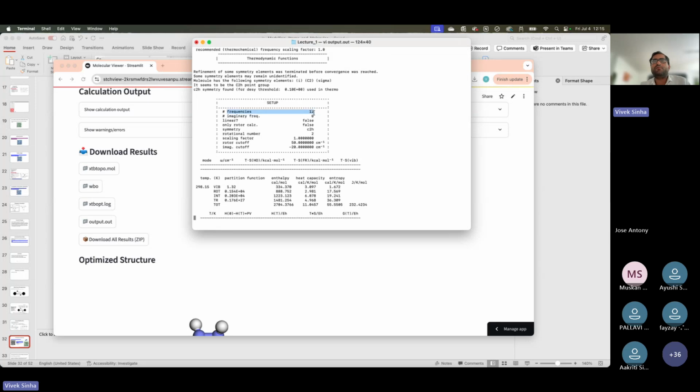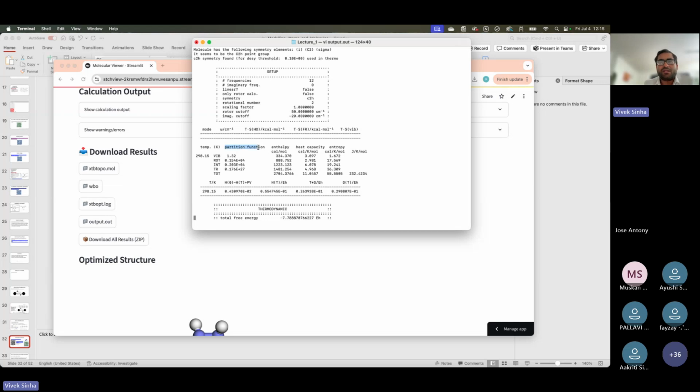So it said, okay, I have 12 frequencies. There are no imaginary frequencies. So it's a stable structure. And then here it computes the partition function. Partition function is something that you can compute when you do statistical thermodynamics. You look at the energy states that the system has, and depending on the kind of ensemble you are using, you calculate a function, and then you use the statistical mechanics formalism to compute enthalpy, heat capacity, and entropy.